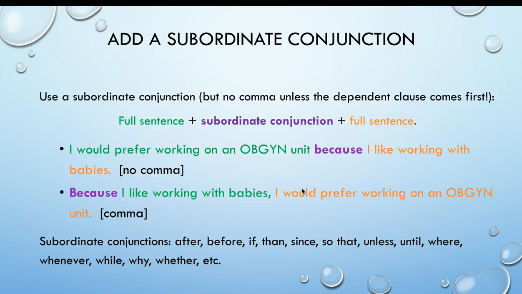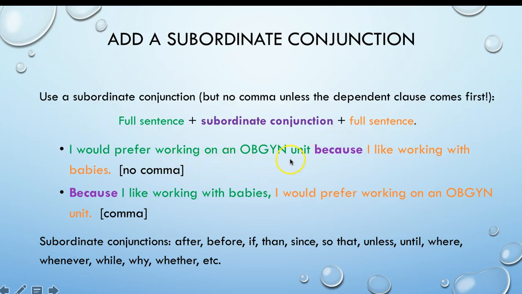So if you want to add a subordinating conjunction, you first need to find an appropriate subordinate conjunction. At the bottom are some examples, like after, before, if, than, so, until, where, whether, etc. And the subordinate conjunction needs to match the meaning of your sentence so that you are conveying the correct information. We have a full sentence in green, the subordinate conjunction in purple, and then another full sentence in orange.